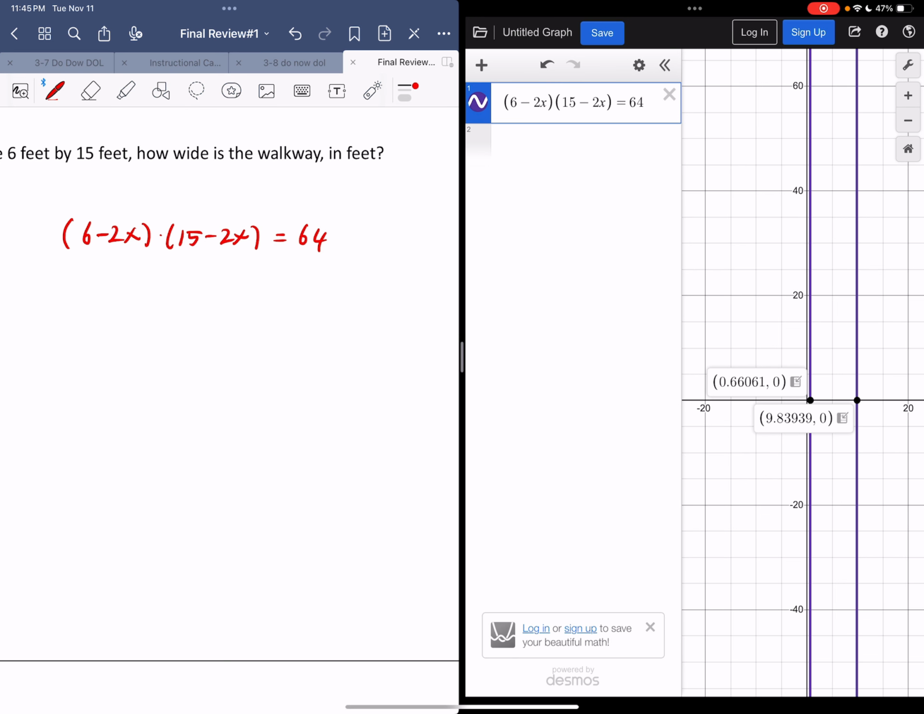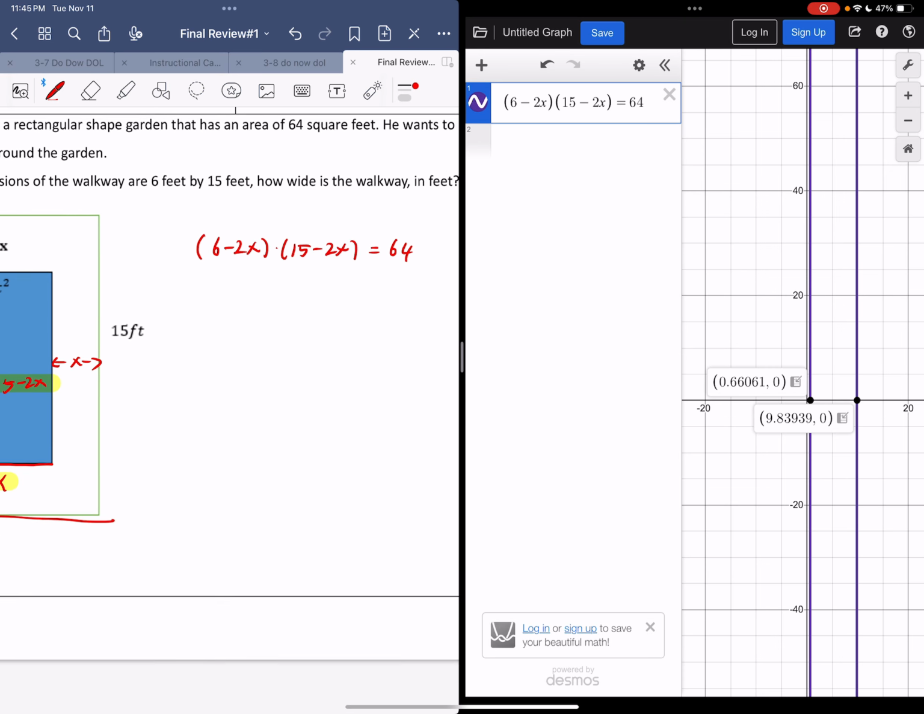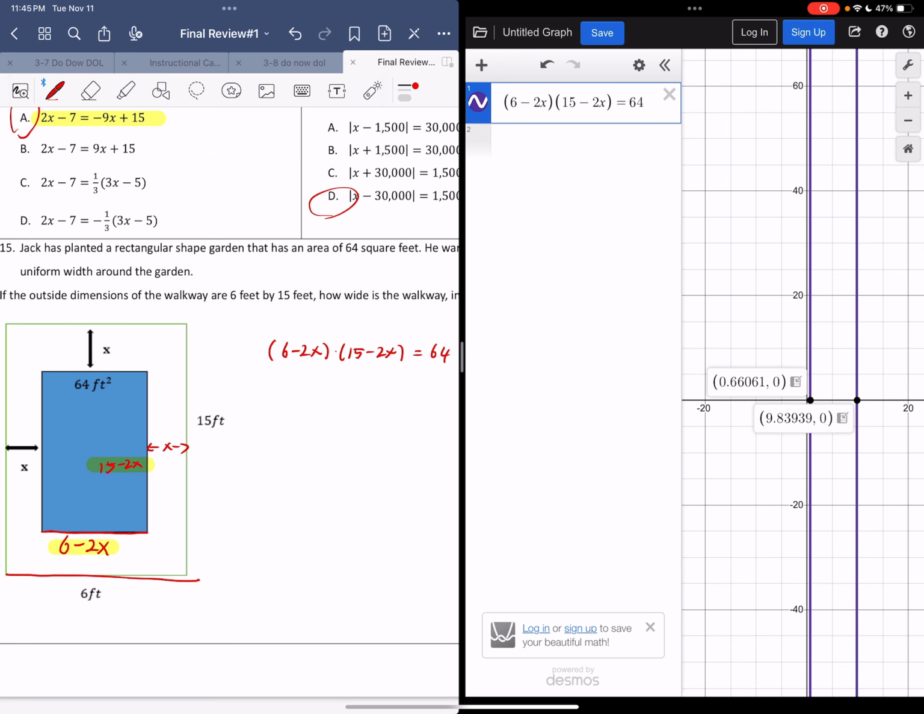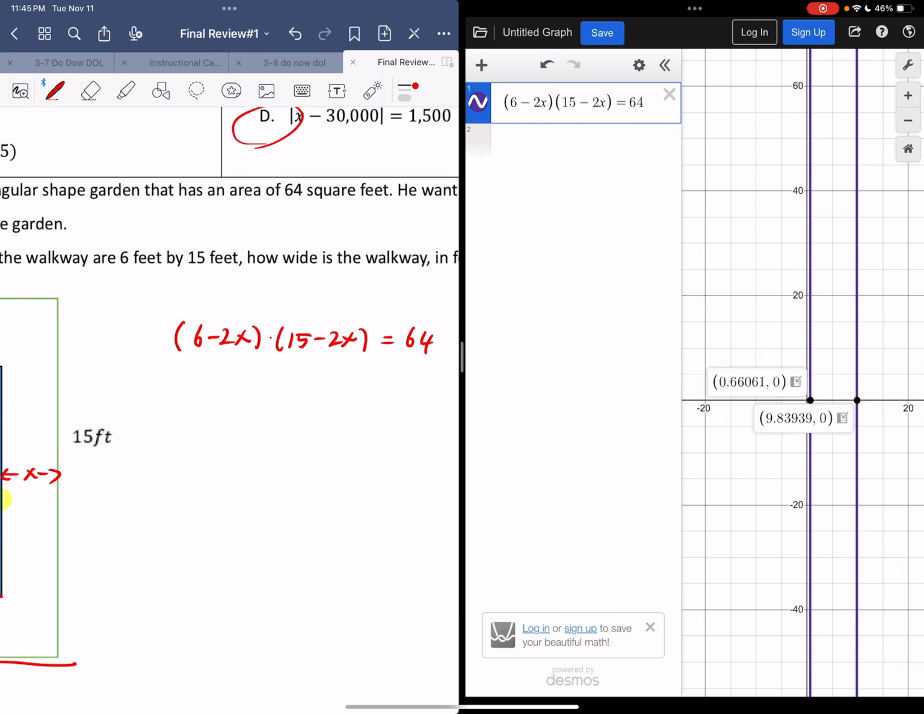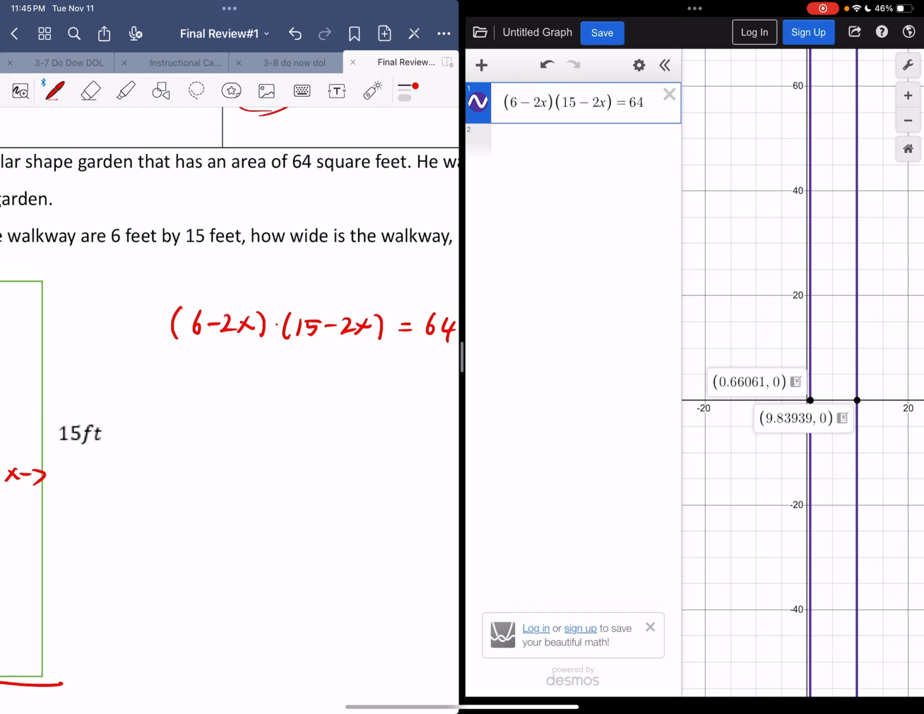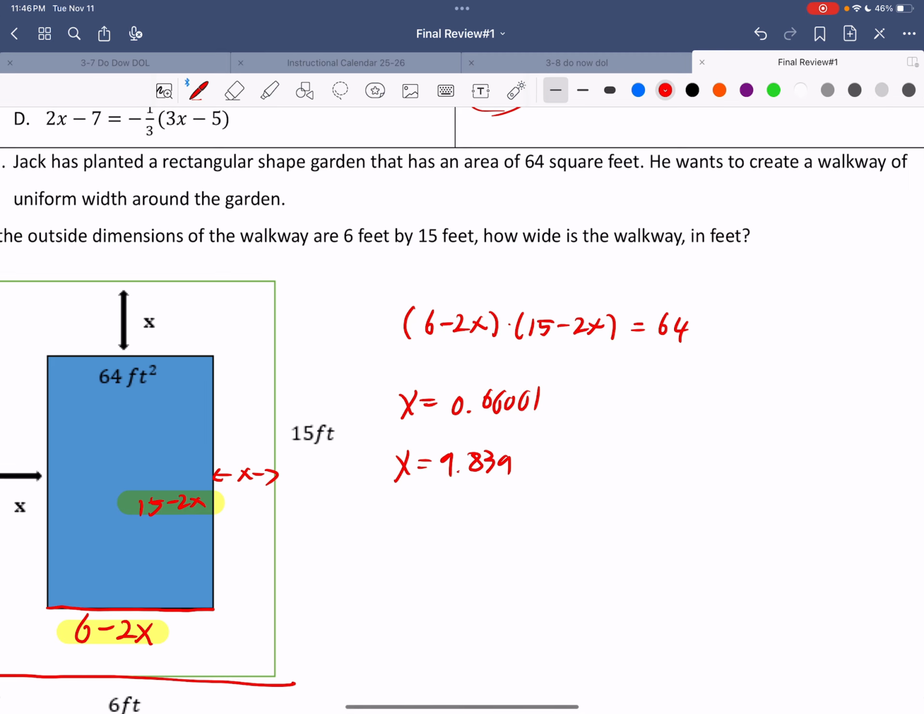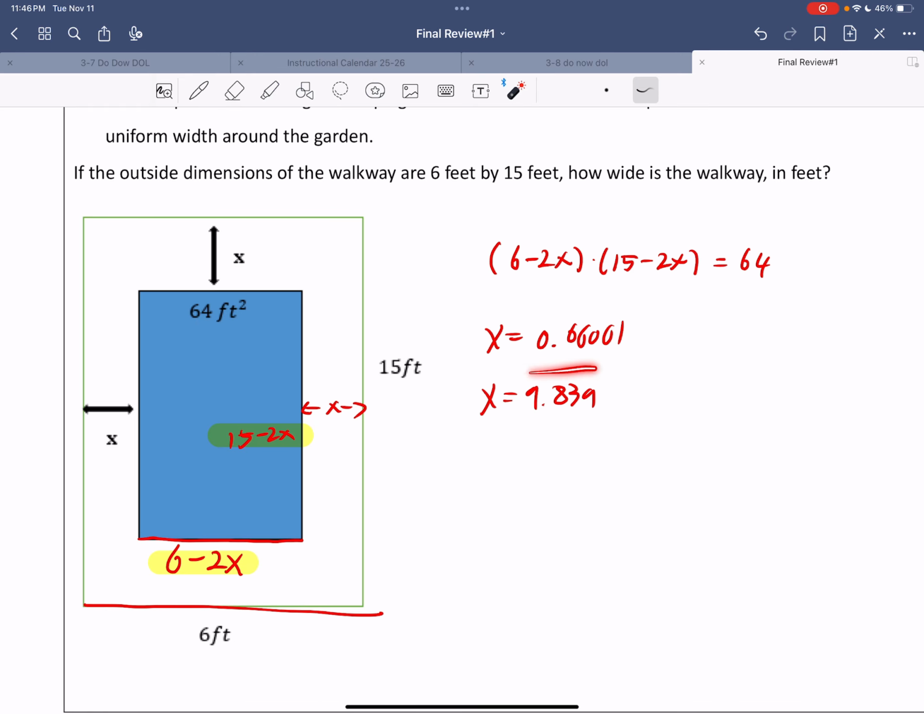Wait, did I mess up somewhere? 6 minus 2x, 15 minus 2x is equal to, whoa. Okay, that's fine. So your answer is going to be x is equal to either 0.66061 or x equals 9.839. Oh, yeah, numbers are not written to scale. Who cares? Now, so the answer is going to be one of these two.